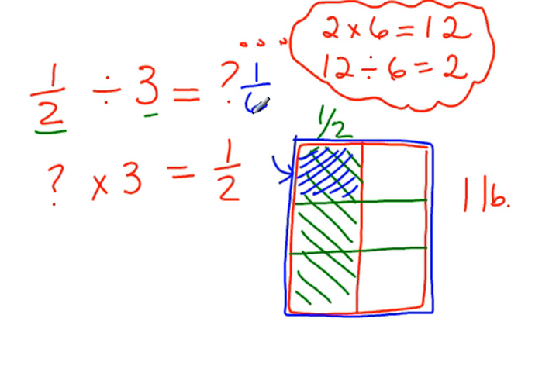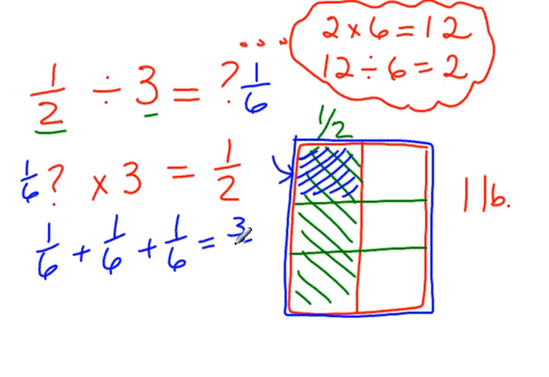So then I can check to see, is that true? 1/6 plus 1/6 plus 1/6, which would be 1/6 times 3, does in fact equal 3/6, which is equal to 1/2. So in fact, 1/2 divided by 3 would equal 1/6.